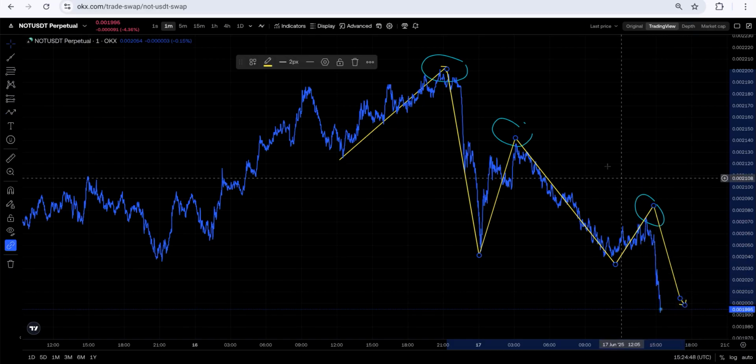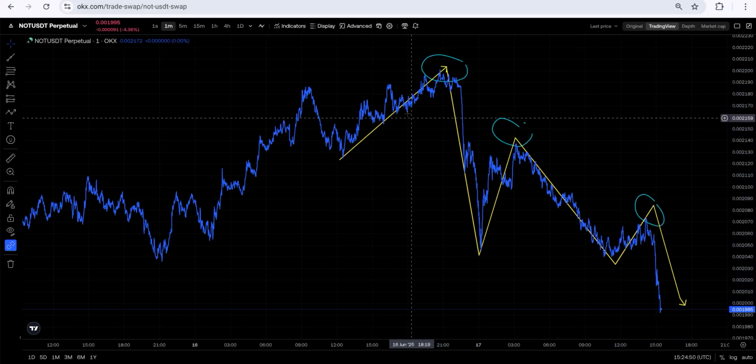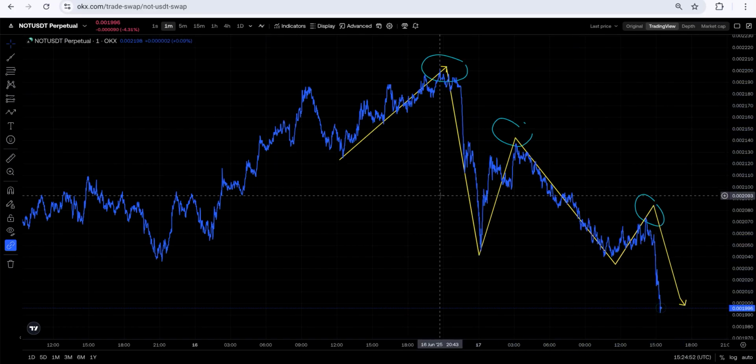You can see here that we are in a downtrend. This is the major trend. You can see, very simple to identify. This is a very good downtrend.